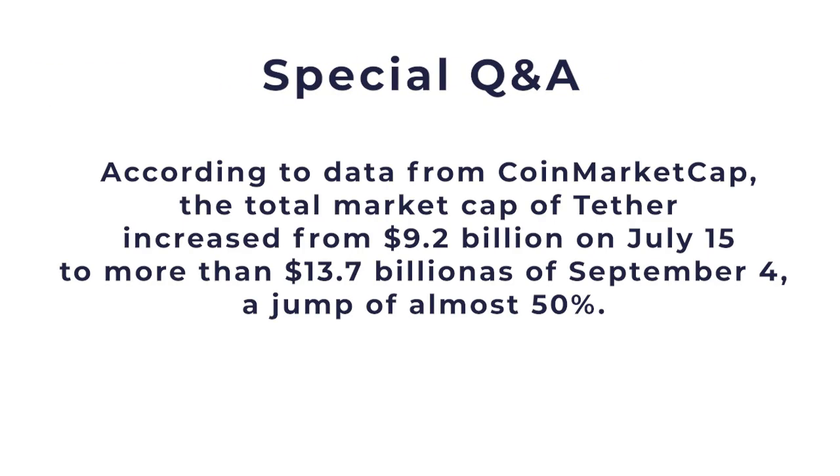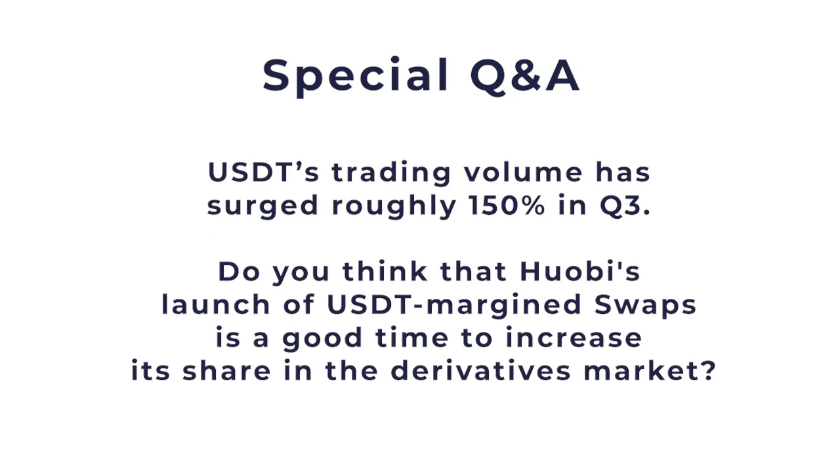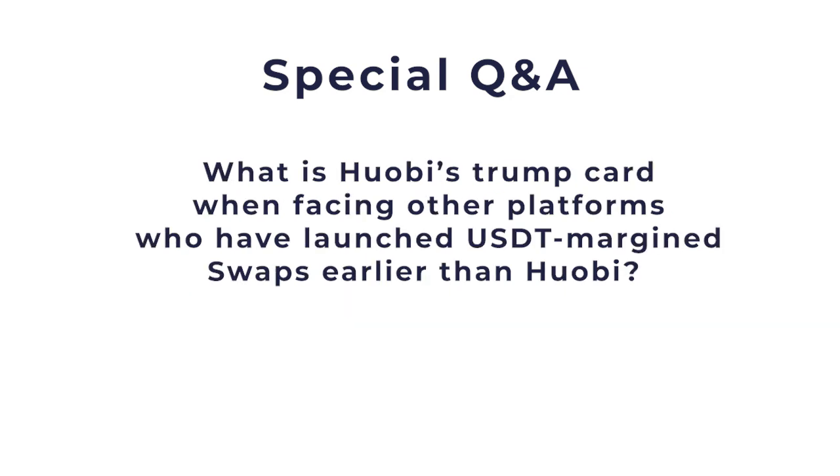lower liquidation risks. Last question is, according to the data from CoinMarketCap, the total market cap of Tether increased from 9.2 billion on July 15 to more than 13.7 billion as of September 4, a jump of almost 50%. USDT's trading volume has surged roughly 150% in Q3. Do you think that Huobi's launch of USDT margin swaps is a good time to increase its share in the derivatives market? What is Huobi's trump card when facing other platforms who have launched USDT margin swaps earlier than Huobi?